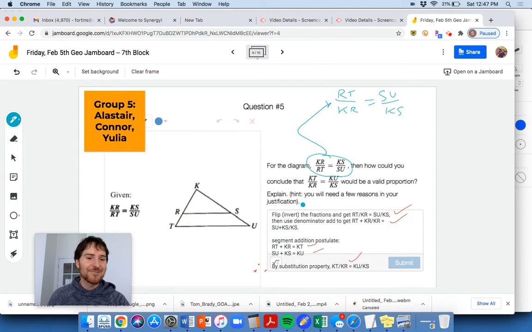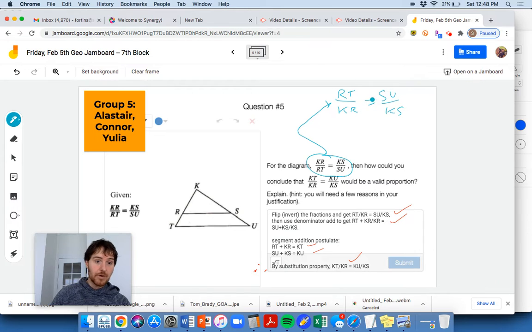But that doesn't matter for the problem you're doing for homework here. The problem is, how do you get the whole, right? If I have part to part ratios are true, why is whole to part true? And it turns out I can add denominators here. So if I wanted to get KT here, I can take this KR, right? And do the denominator add property of proportion.